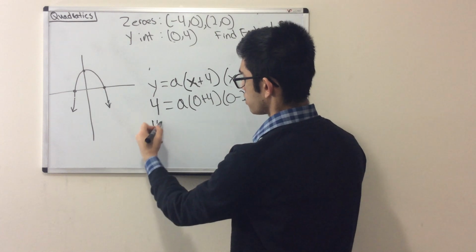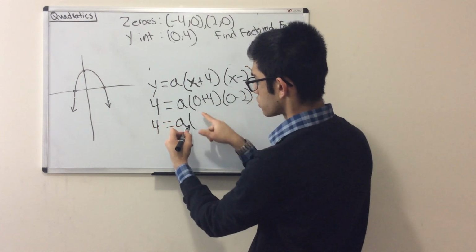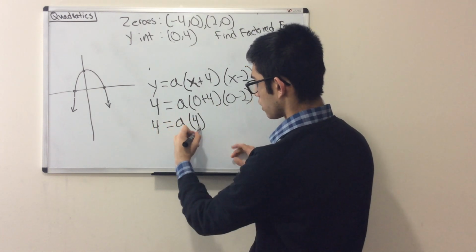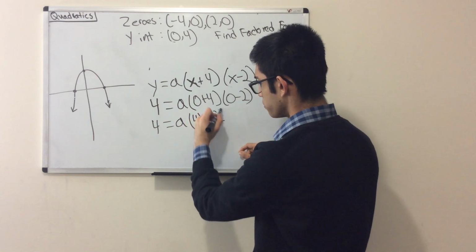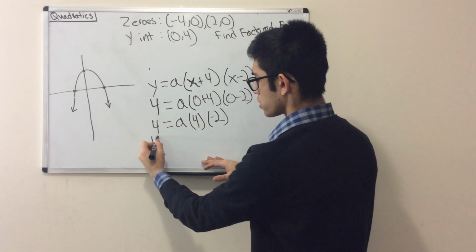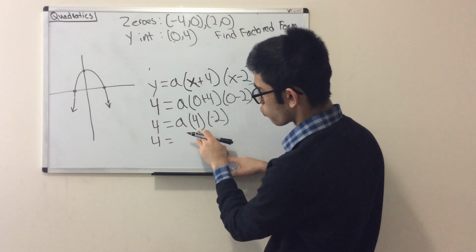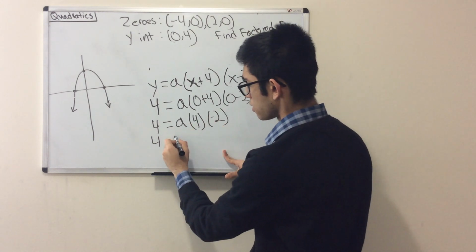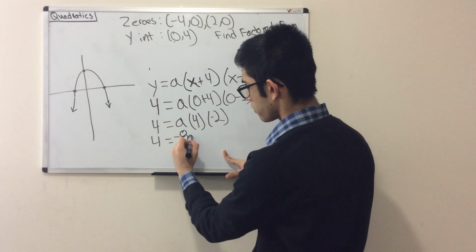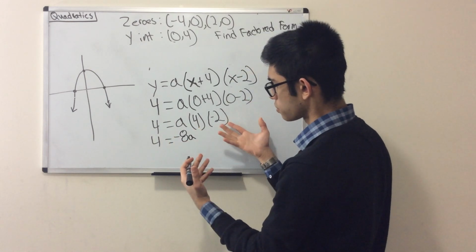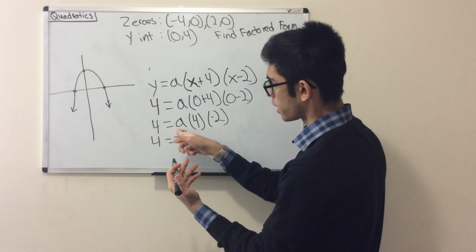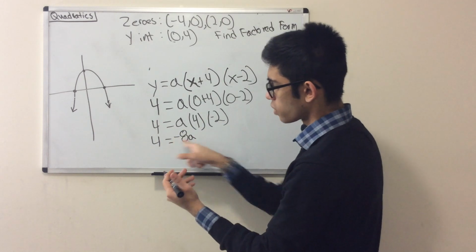So now let's go ahead. 0 plus 4 is 4, right? 0 minus 2 is negative 2. So 4 is still on this side. I multiply a by whatever I get here. So what's 4 times negative 2? Negative 8. So it's negative 8a, right? I multiplied 4 by negative 2, which was negative 8, and then I multiplied negative 8 by a, so negative 8a.